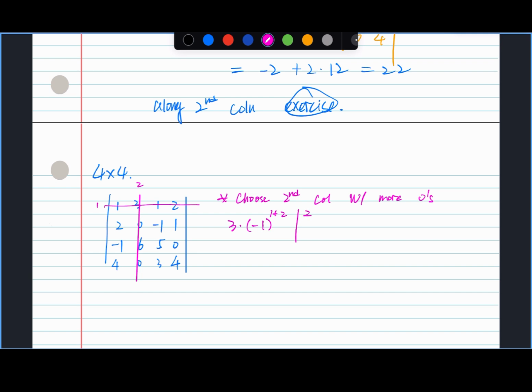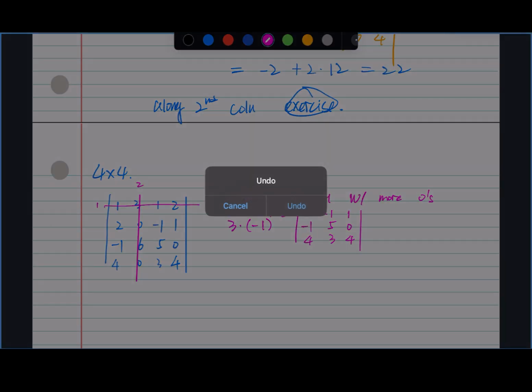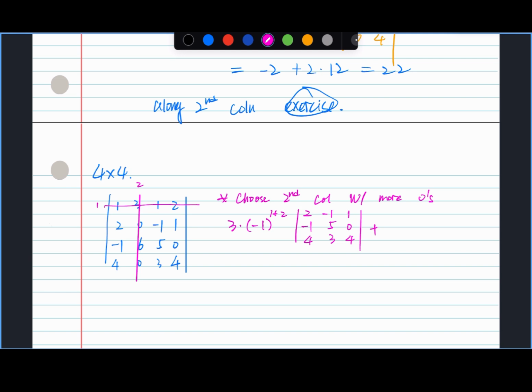That's 2, -1, 1, -1, 5, 0, 4, 3, 4. Okay, now we add. For the second one, if we cross out this line, we will have a 0 multiplied by something, so we can just leave this as a 0.